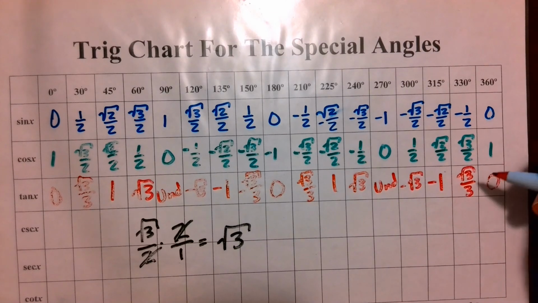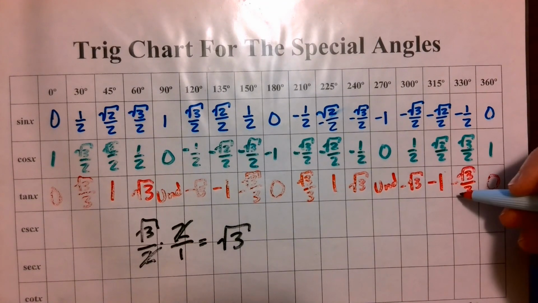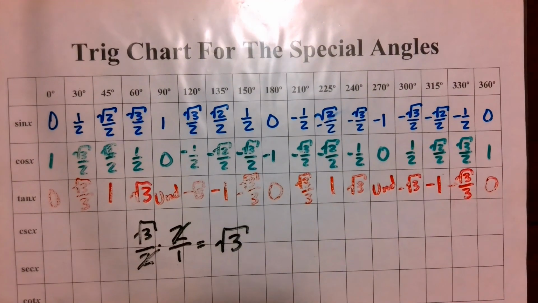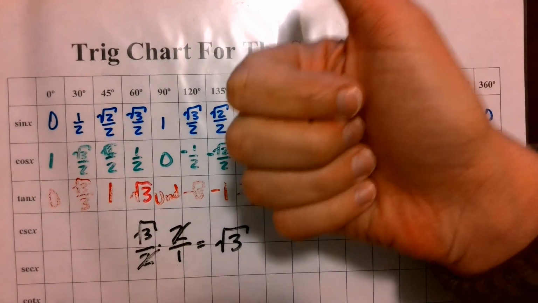Watching the video back, I realized that I didn't put a negative on this radical 3 over 3. It definitely is negative. But, you know, mistakes are a part of life, right?